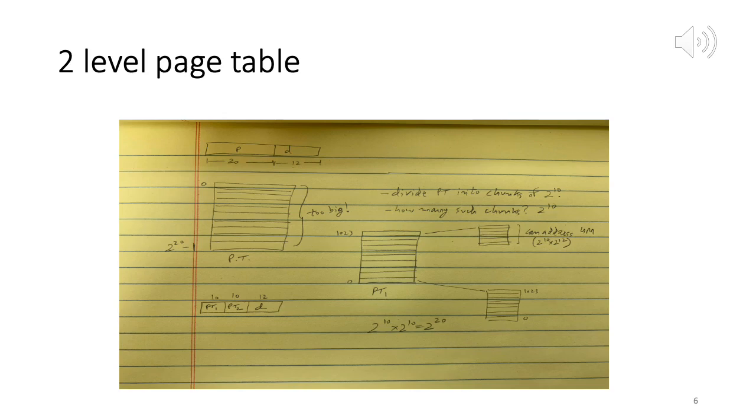So now what we're doing is we're chopping up this page table into parts. So we divide this page table into chunks of 2 raised to 10. And how many such chunks? 2 raised to 10.